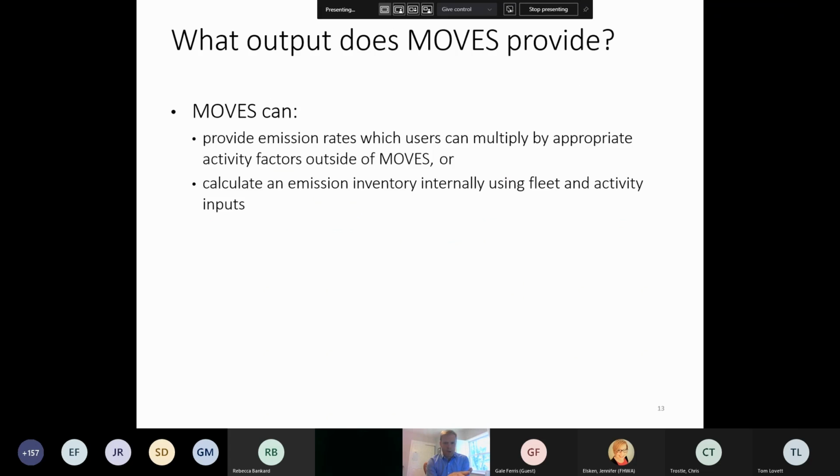So there's lots of different ways to run MOVES. There's not just one way. You can choose to ask MOVES for a lookup table of rates. In some applications, it makes sense to ask for a big lookup table of rates that you can then combine with your known travel activity to develop your inventory.